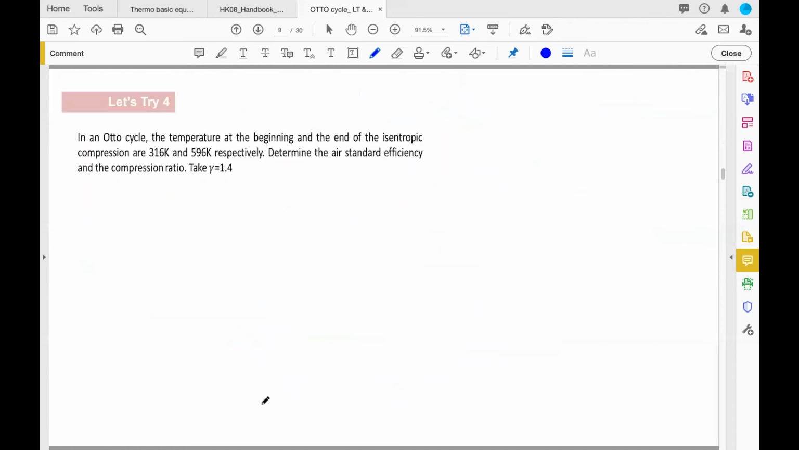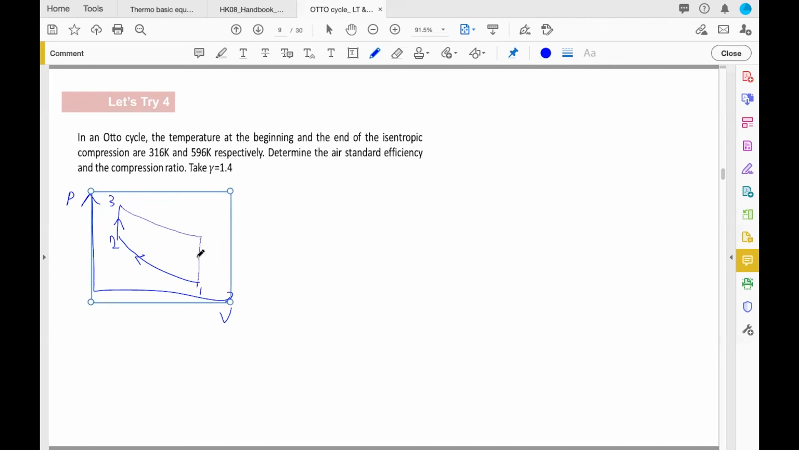So let's try question 4. It is an Otto cycle. The temperature at the beginning and at the end of the isentropic compression are given. So the first thing, I won't do anything, I just draw the PV diagram first. So 1 to 2 is isentropic, 2 to 3 is constant volume, 3 to 4 is isentropic expansion, and 4 to 1 is constant volume, back to the original place, cooling.